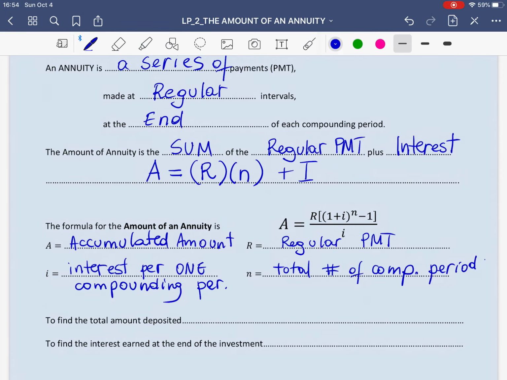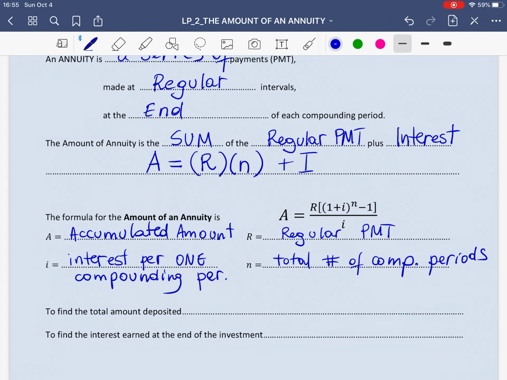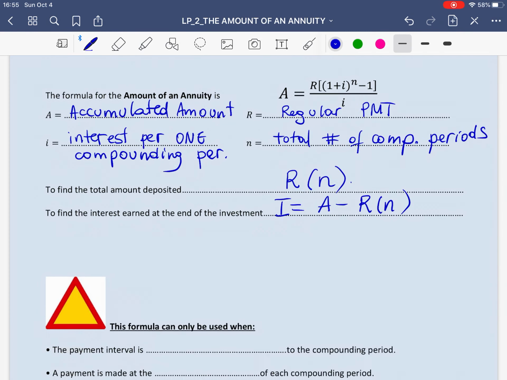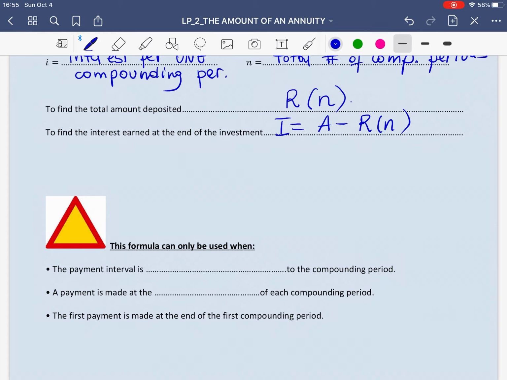Okay? Now, to find the total amount deposited, we are going to multiply the regular payments by the number of times we've made the payments, and that would be the amount deposited. And to find the interest earned, we're going to subtract the amount invested, R times N, from the accumulated amount of money.